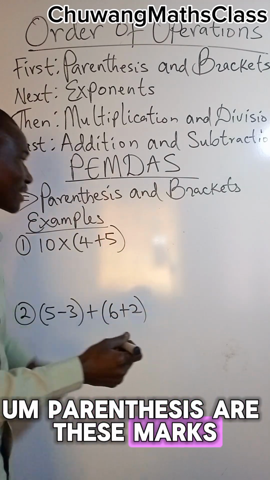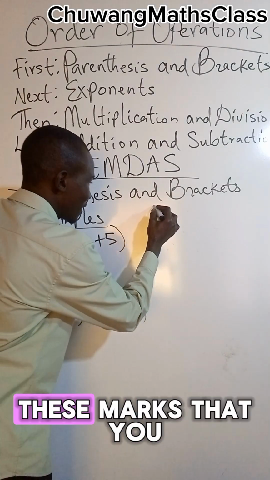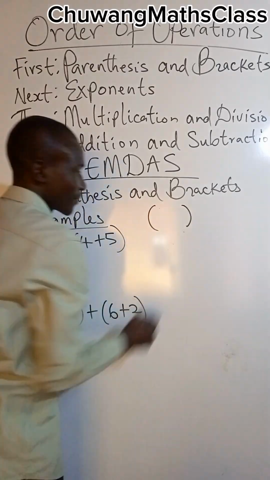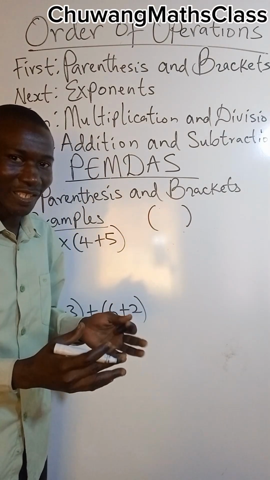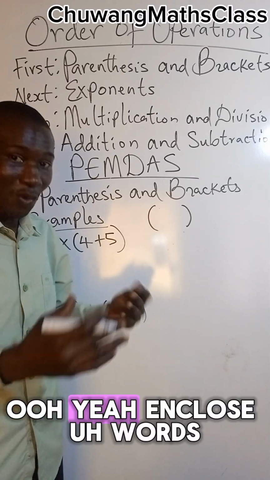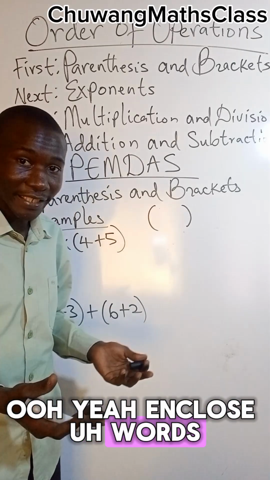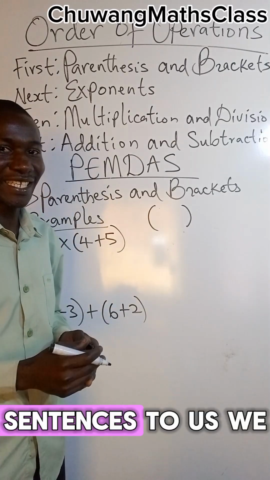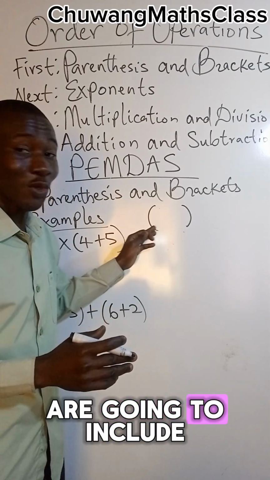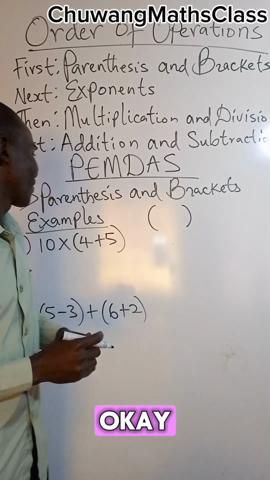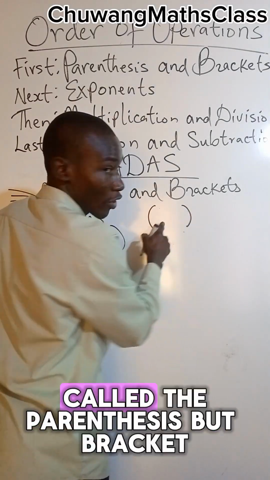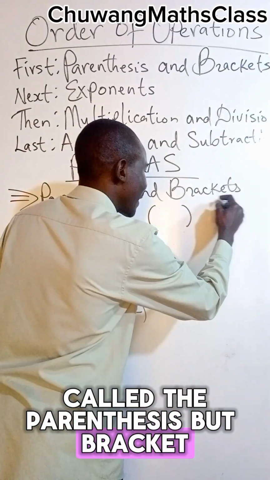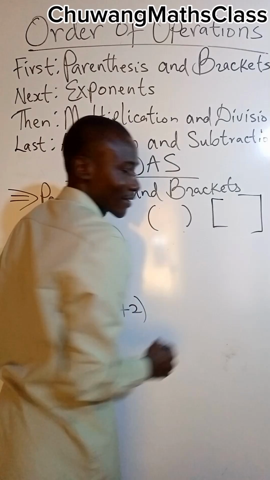Parentheses are these marks. Let me show you these marks that you can see here. These marks are used to enclose words, sentences. To us, we are going to enclose numbers here. And bracket, these are bracket. Now this one is called a parenthesis, but bracket, this is bracket.